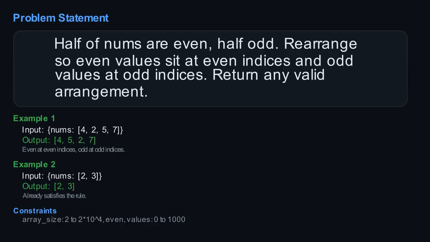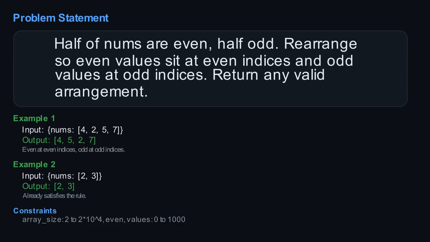We're given an array, which you can think of as a numbered list or a row of boxes, each holding a number. The special thing about this array is that it will always have an even number of elements, and half of those elements will be even numbers, while the other half will be odd numbers. For example, if the array has 4 numbers, 2 will be even and 2 will be odd. If it has 10 numbers, 5 will be even and 5 will be odd.